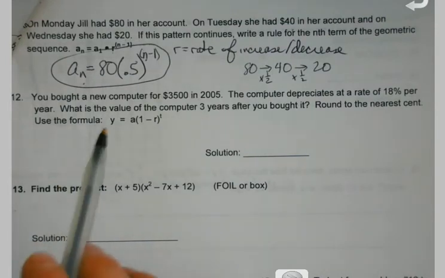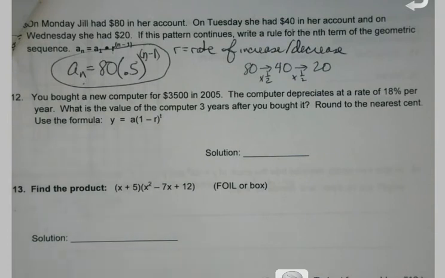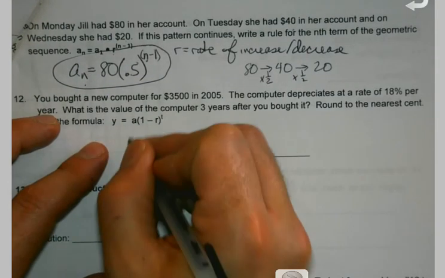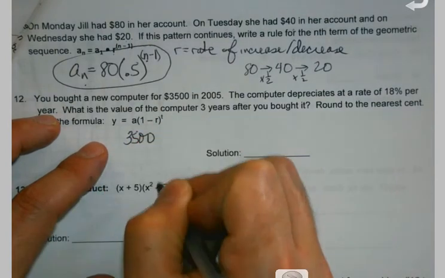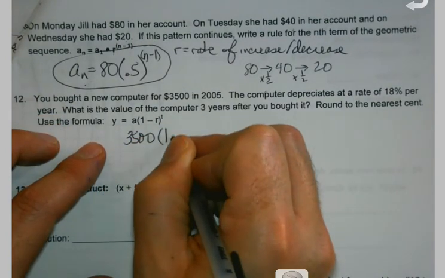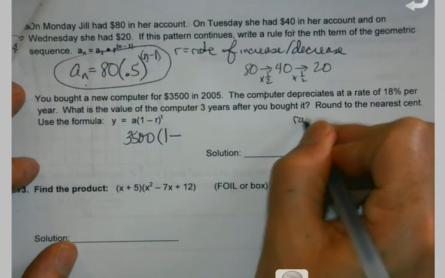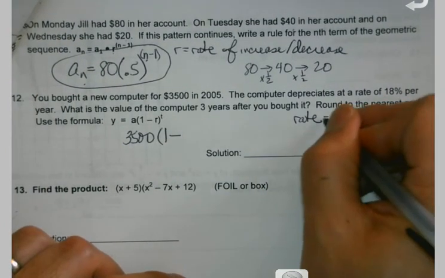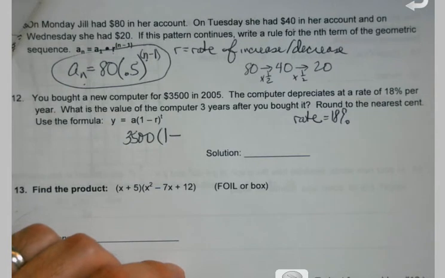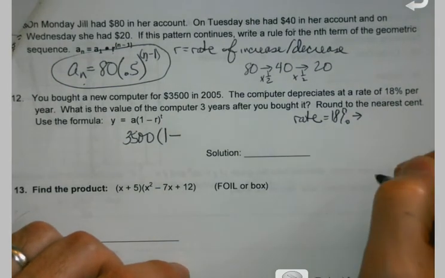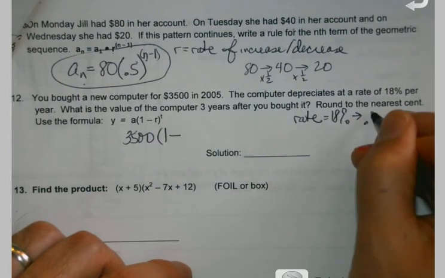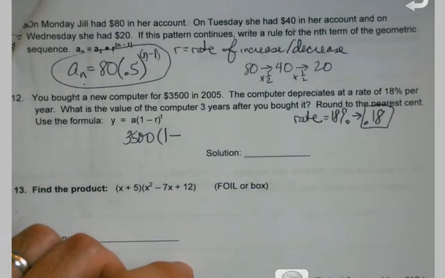Now this one we actually get to do an answer for. Bought a new computer for $3,500 in 2005. Whew. The computer depreciates at a rate of 18% per year. What's the value of the computer 3 years after you bought it? Okay. A is always going to be the amount I start with. 1 minus. Now, R stands for rate. My rate is 18%, so do I just put 18 in for R? No. I need to do its decimal equivalent, which means I take the 18 and I divide it by 100. So I'm going to use 0.18.